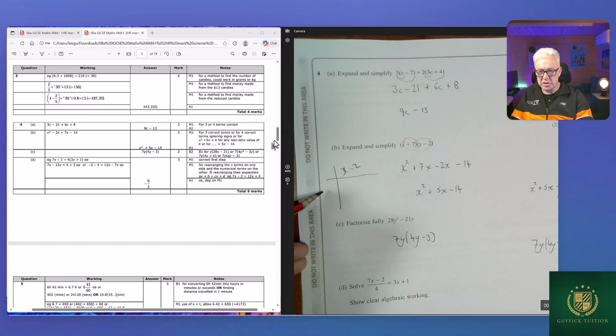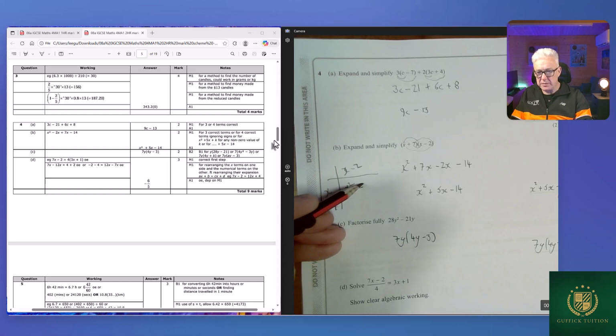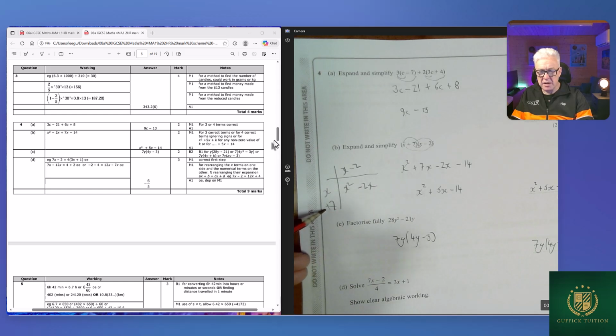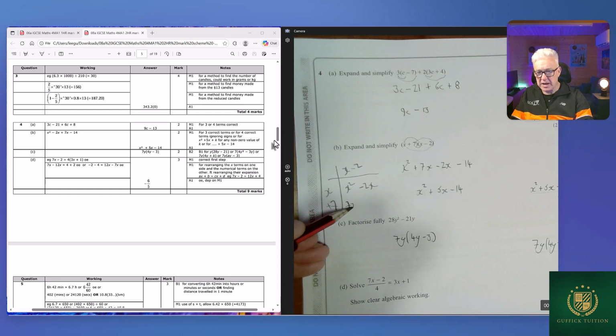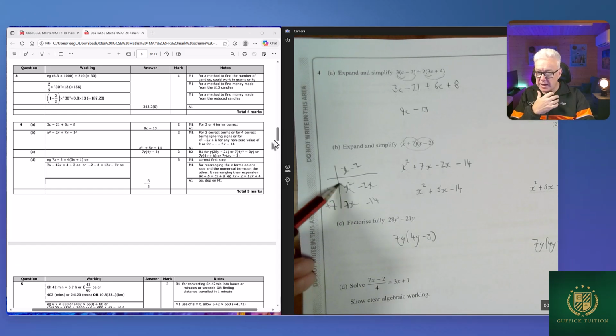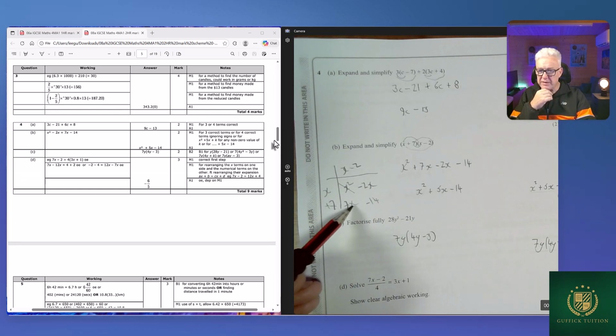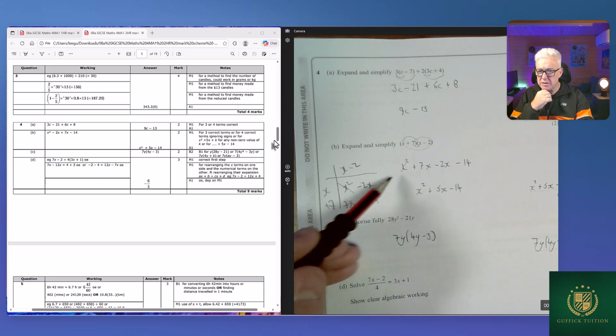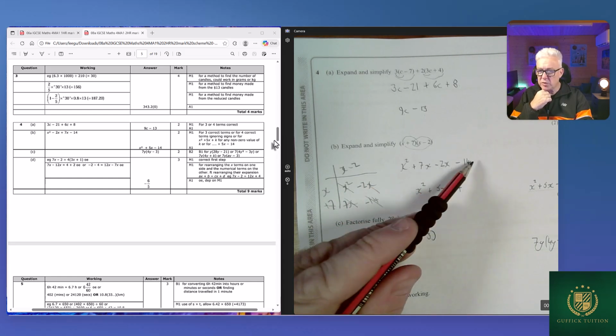So x minus 2 times x add 7. x times x is x squared. Minus 2 times x is minus 2x. 7 times x is 7x. And minus 2 times 7 is minus 14. Then we collect like terms. x squared there. Plus 7x minus 2x. That's good. We've got those two. And then minus 14 there.